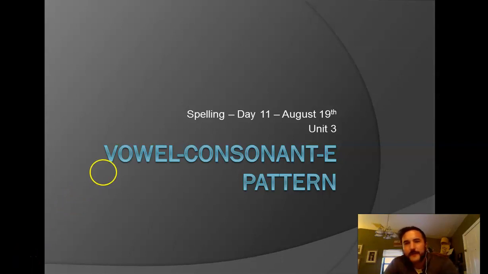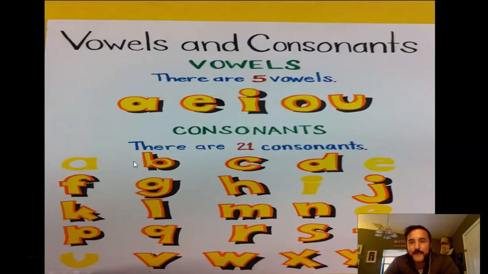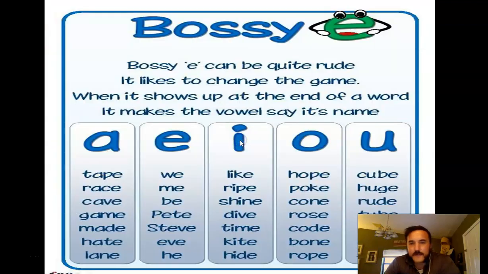We're already in the middle of the week here, dealing with Unit 3, the vowel-consonant-E pattern. Remember the 5 vowels, A, E, I, O, U. The rest are consonants. I'll review from earlier in the week. Sometimes we call it the silent E, the final E.